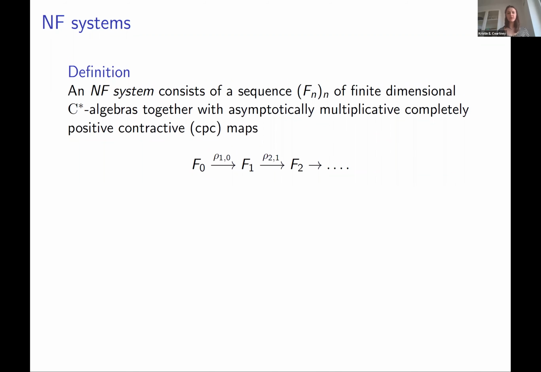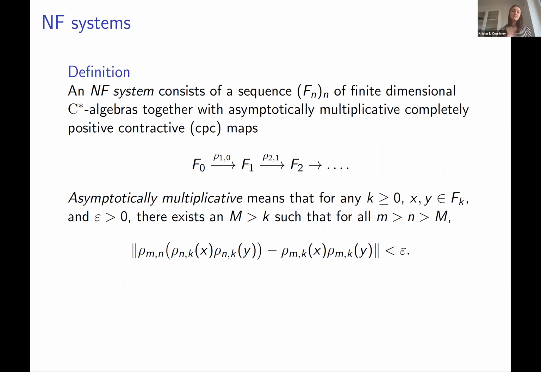maps. So before I address asymptotically multiplicative, to make sure we're on the same page, just quickly, completely positive contractive maps between C-star algebras. This is a natural class of maps for us to consider. They are, in a sense, much more abundant than star homomorphisms, but still very good at preserving structural properties for our C-star algebras. So a map between C-star algebras is positive when it maps positive elements to positive elements. And it's completely positive when this stays true under matrix amplifications. And contractive just simply means norm decreasing, or norm less than or equal to 1.